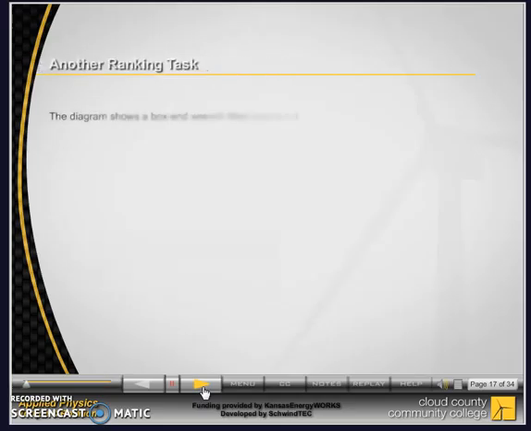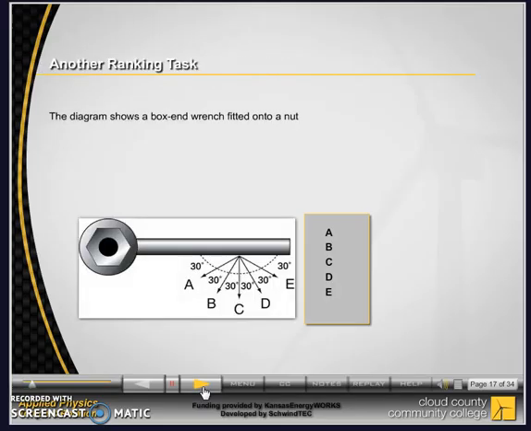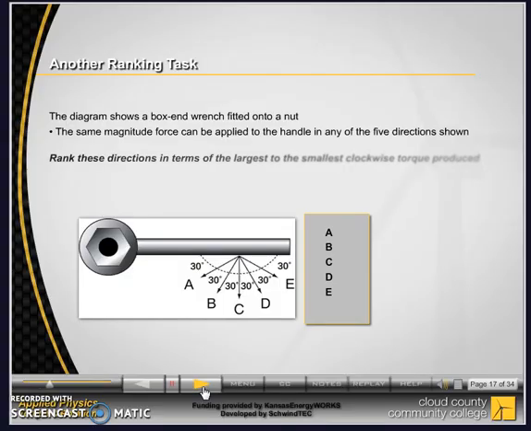The diagram shows a box-end wrench fitted onto a nut. The same magnitude force can be applied to the handle in any of the 5 directions shown. Rank these directions in terms of the largest to the smallest clockwise torque produced.